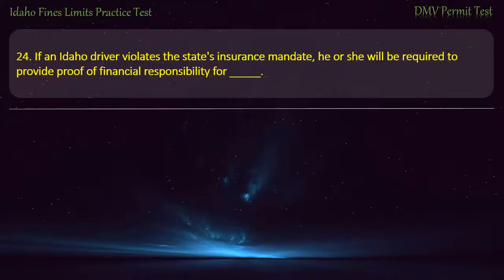Question 24. If an Idaho driver violates the state's insurance mandate, he or she will be required to provide proof of financial responsibility for 2 years, 1 year, 6 months, 5 years. Answer. 1 year.